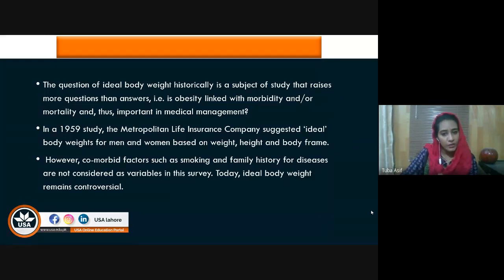However, comorbid factors are also very important, but they were not given much consideration in that survey. That includes the factor of smoking, or genetics, or family history, or certain diseases. Today, ideal body weight still remains controversial.